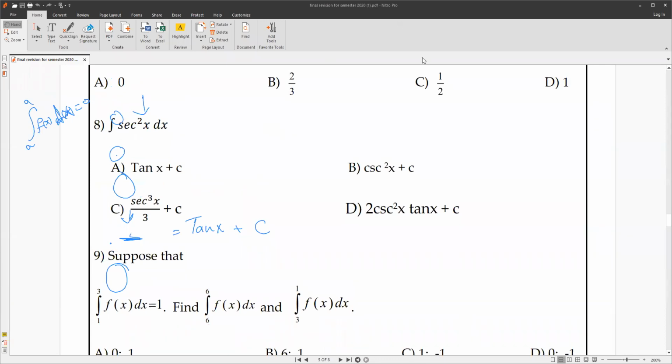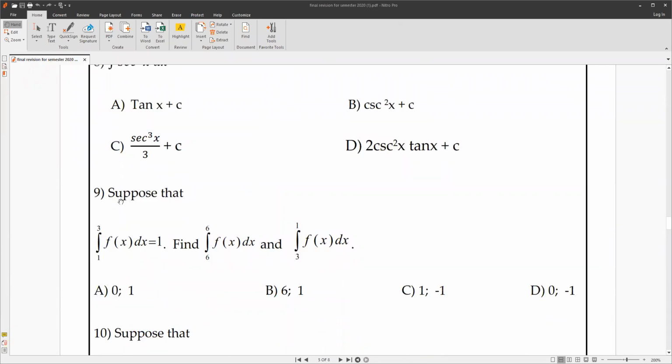For this one, suppose that the definite integral of function f of x with respect to x from 1 to 3 is 1. Find the definite integral from 6 to 6 of f of x with respect to x, and the definite integral of the function f of x from 3 to 1 with respect to x. I know, just apply the property. The definite integral of any function whose upper limit is the same as the lower limit is 0.